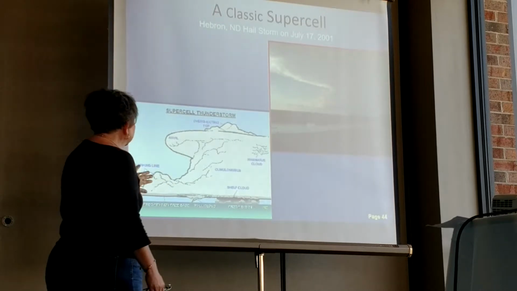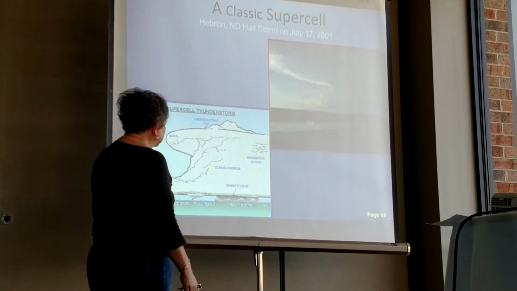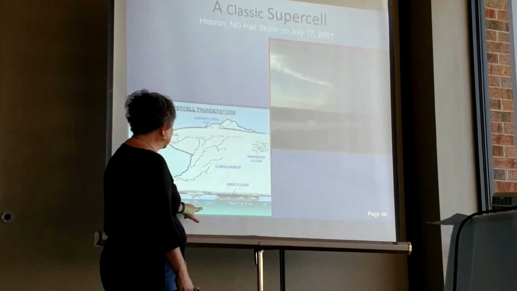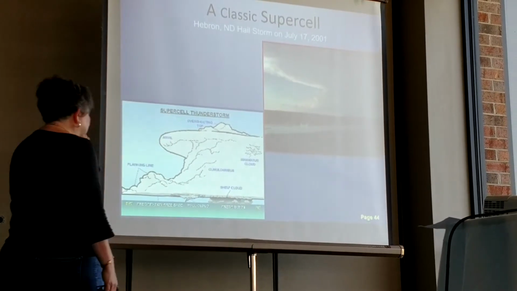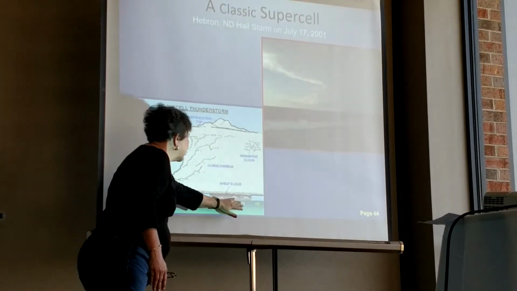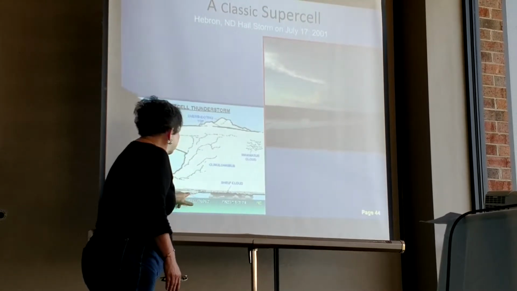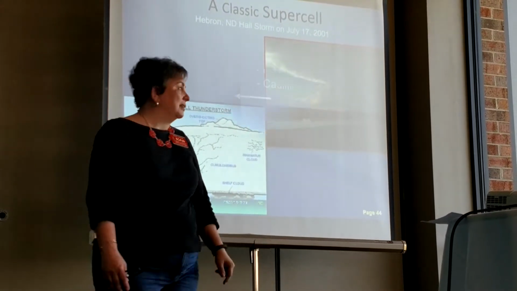Over here, you've got your flanking line of thunderstorms, and the 2 features I want to hone in on are the wall cloud and the shelf cloud. Here's your precipitation back here, your hail would be here, here's your wall cloud with tornado.